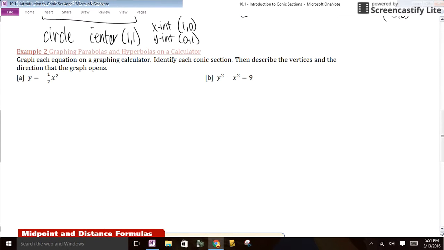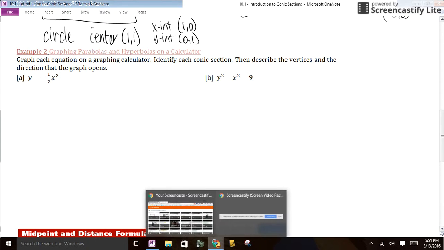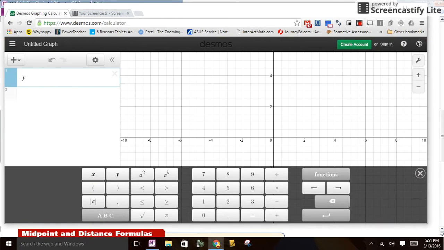All right, now let's try example 2. Example 2 says, graph these again and identify the conic and tell me the vertices and the direction it opens. Great. Now we did on a calculator that this one here, A, perfect for a calculator. Just type it in and see. Now let's try another tool that I think is even better. It's called Desmos. It's on the internet. And if you go to Desmos.com, you will see one of the best graphing utilities ever.